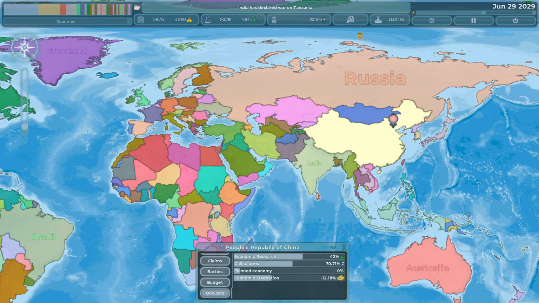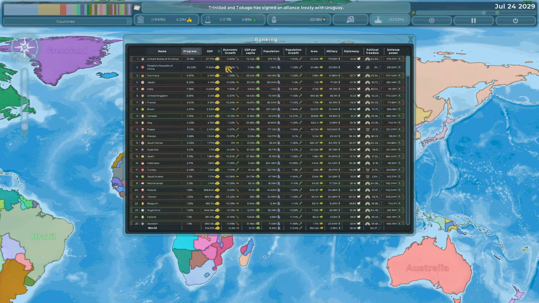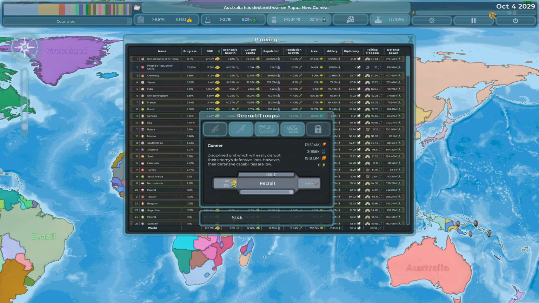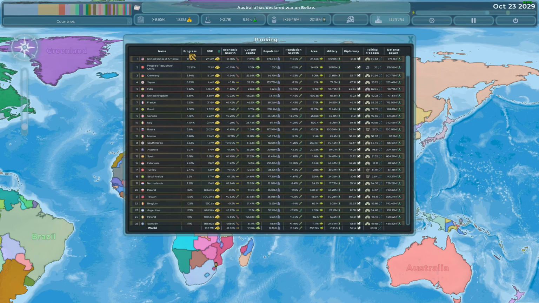So we've explained that now. I need to explain progress now. Progress is how close you are to winning. Oh, I need to keep building troops, right? Progress is how close you are to winning.